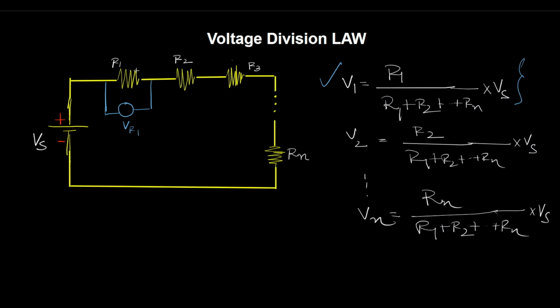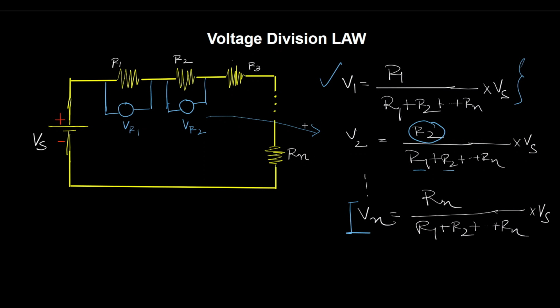Similarly, if we want to find out the voltage drop across say R2, that means if you connect a voltmeter here, and this voltmeter will give you the reading of voltage drop across R2, by using this formula we can easily find out V2. The formula is, you can see on the screen, V2 equals R2 divided by R1 plus R2 plus Rn. And similarly this is for Vn.